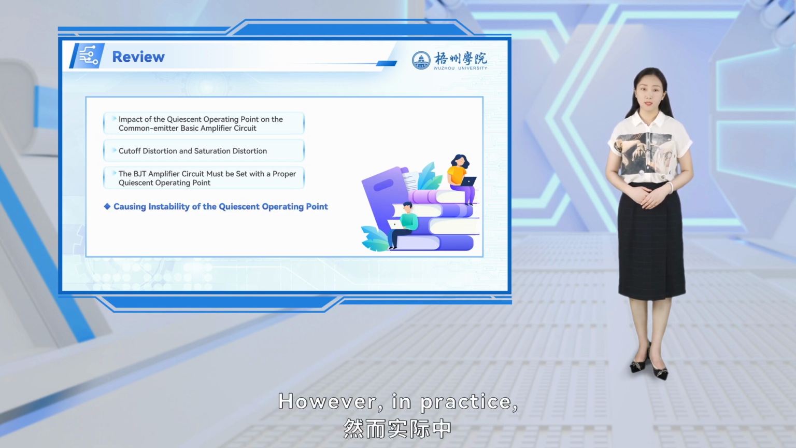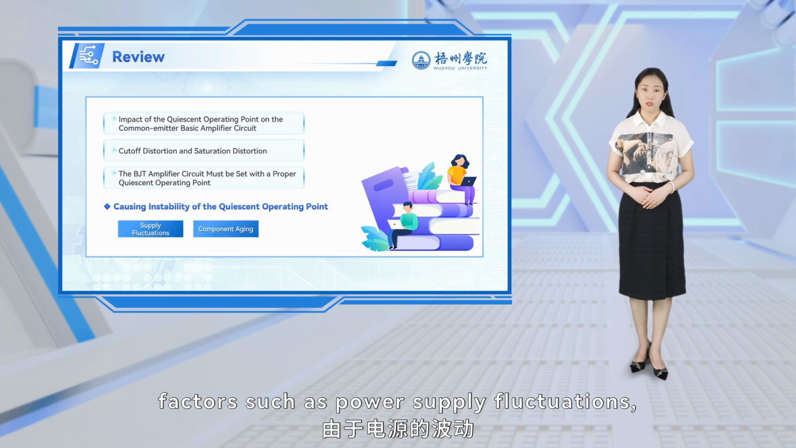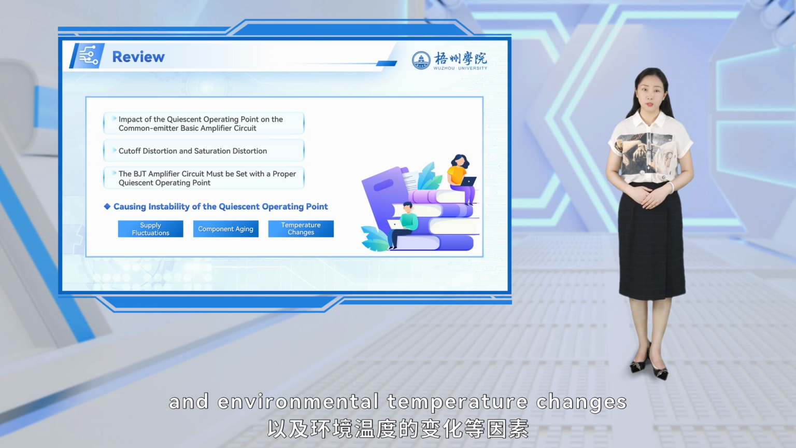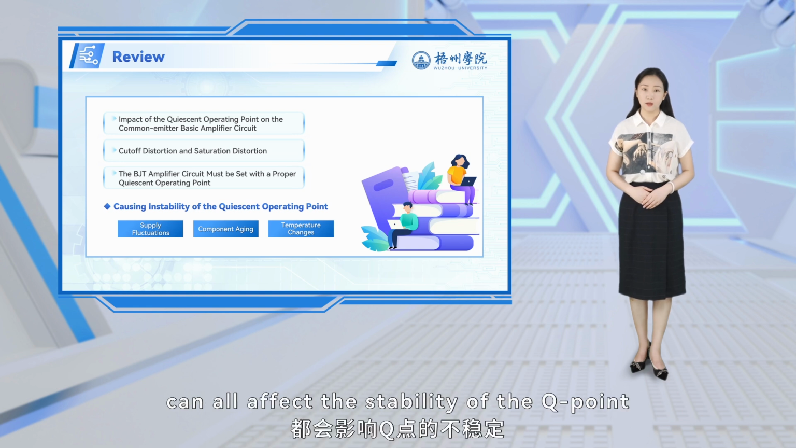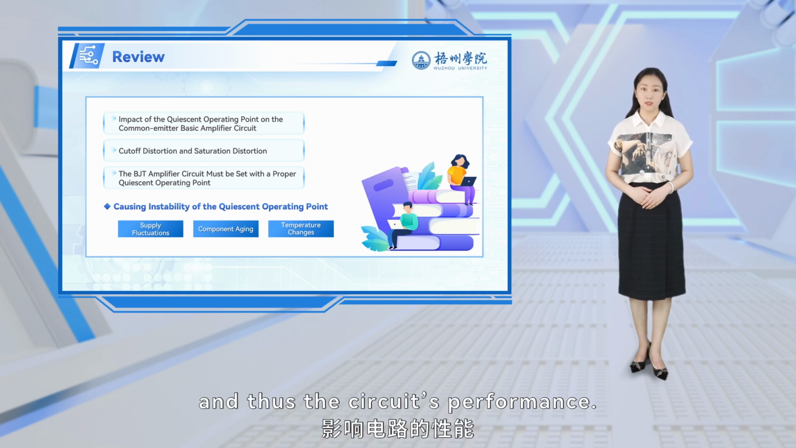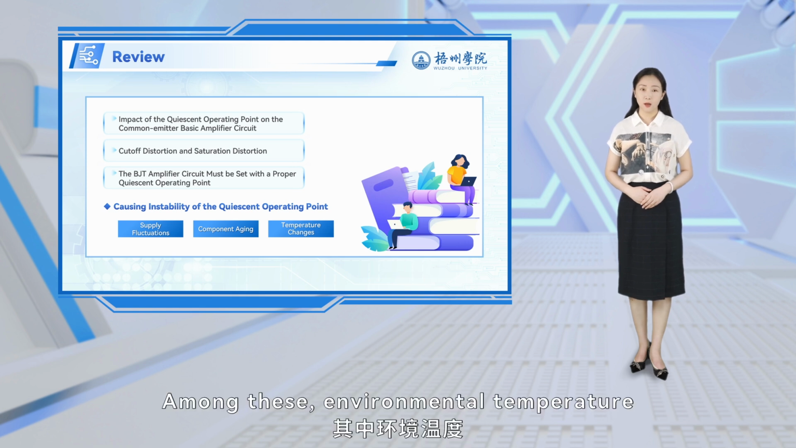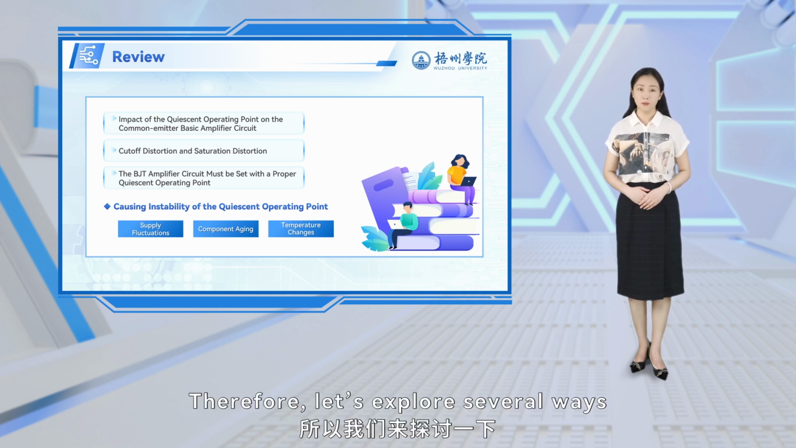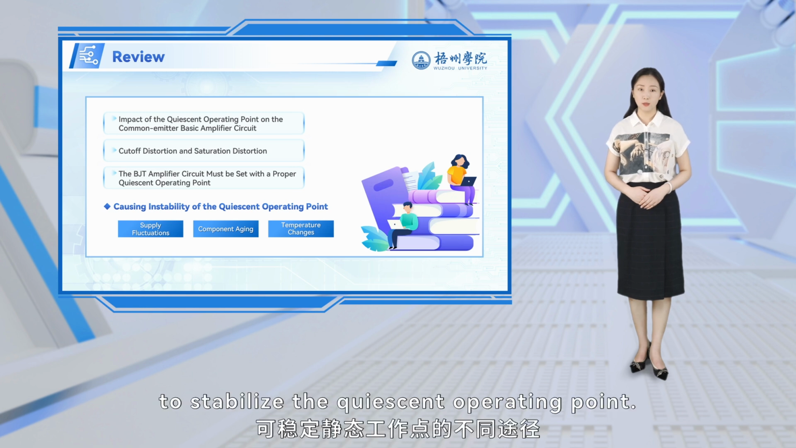However, in practice, factors such as power supply fluctuations, component aging, and environmental temperature changes can all affect the stability of the Q point and thus the circuit's performance. Among these, environmental temperature has the greatest impact on the operating point. Therefore, let's explore several ways to stabilize the quiescent operating point.